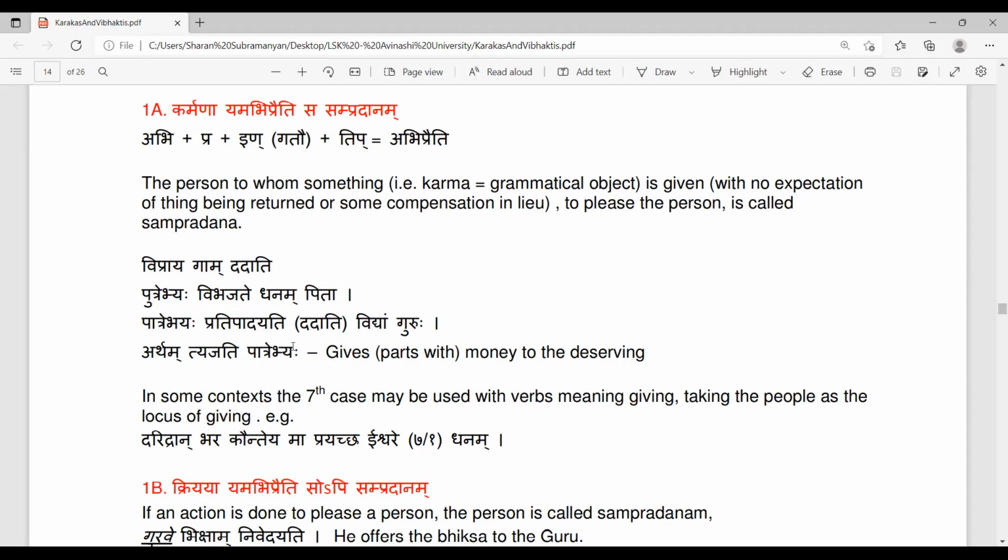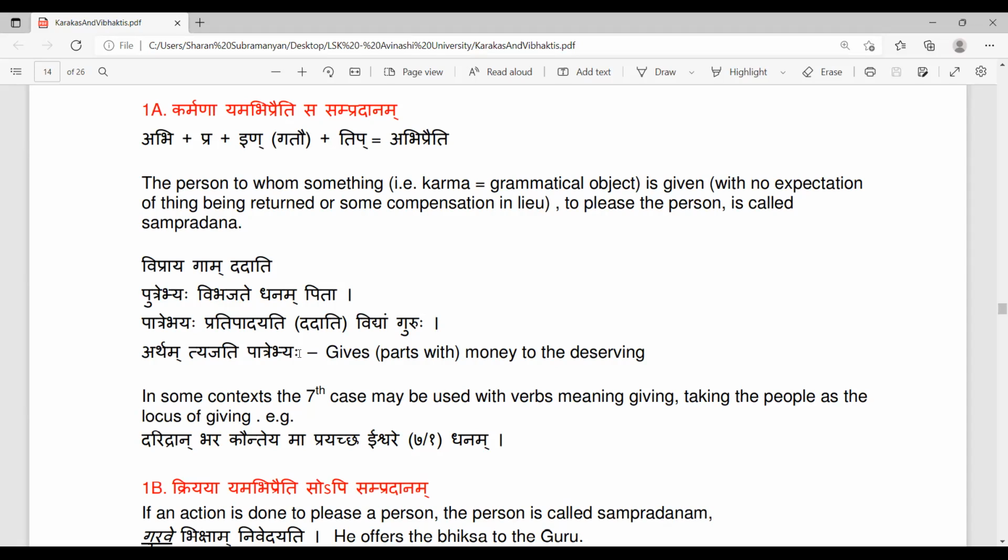Artham tyajati patrebhyaha. Kaha kopi saha artham tyajati. Tyajati means gives. Tyajati also here is in the sense of giving only. He gives means he parts with his money, with what? With the deserving, patrebhyaha. Here also patra is sampradana, therefore chaturthi.